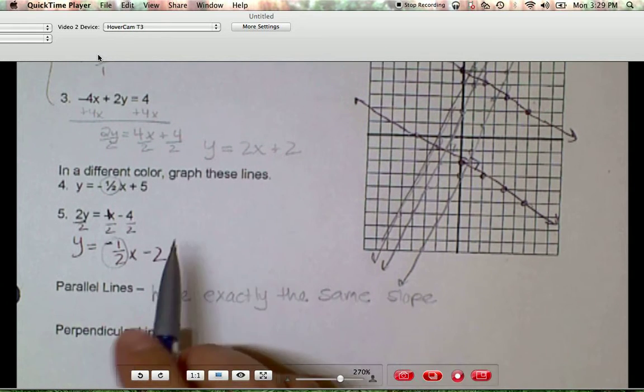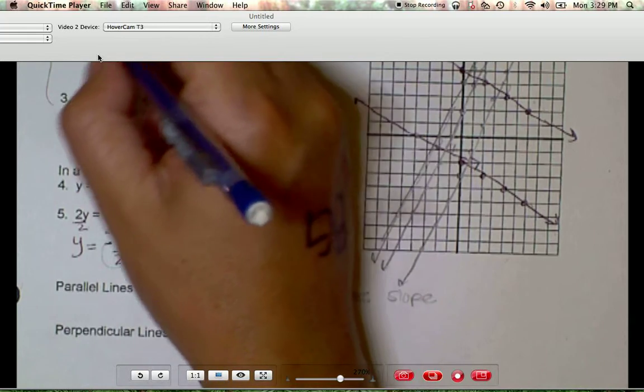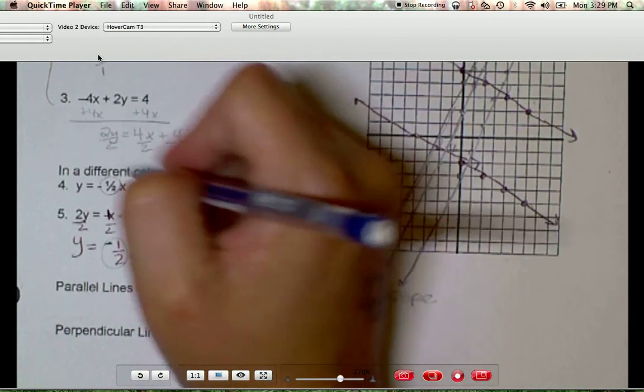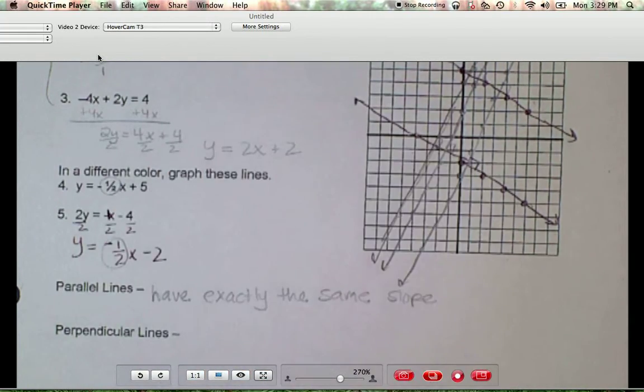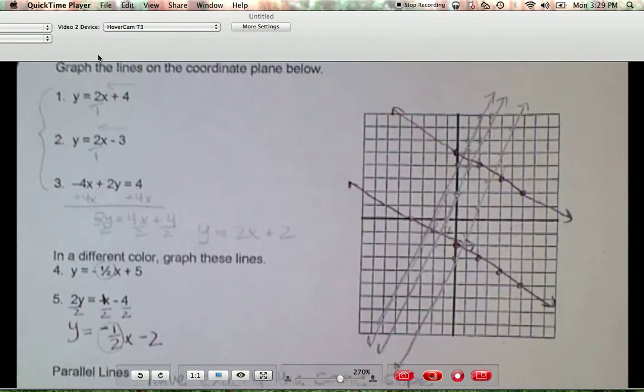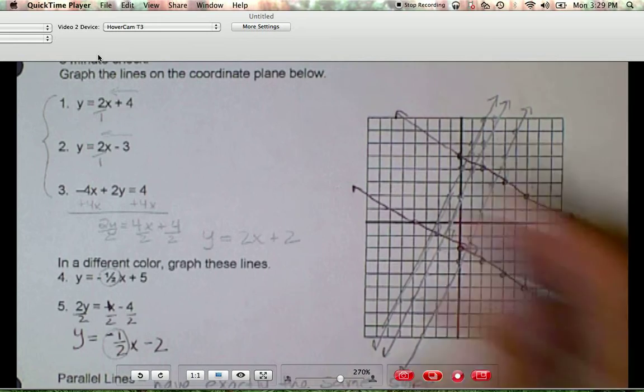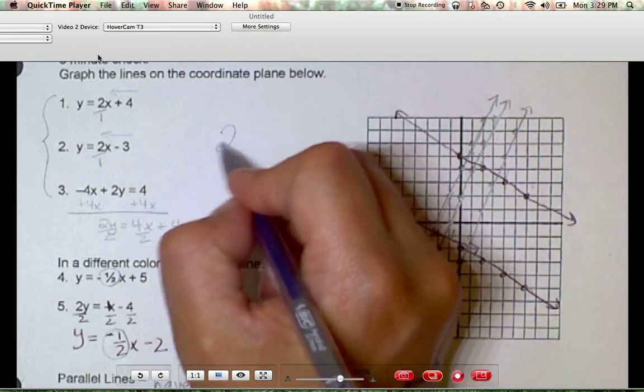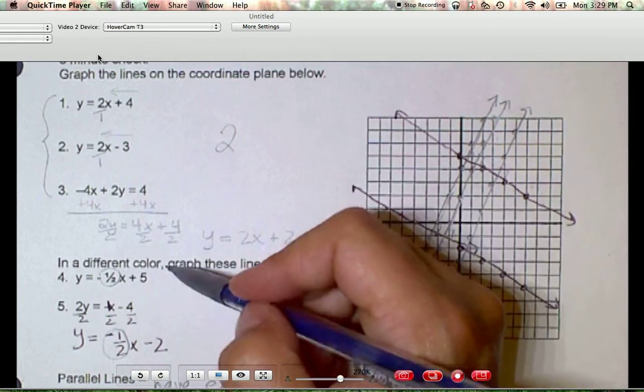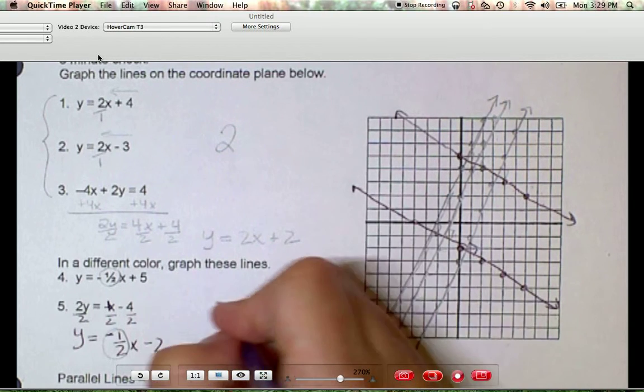So what do we notice about these equations versus these equations? What do they have that we could compare? The slopes in all three of these are 2. What are the slopes in these two? -1/2.